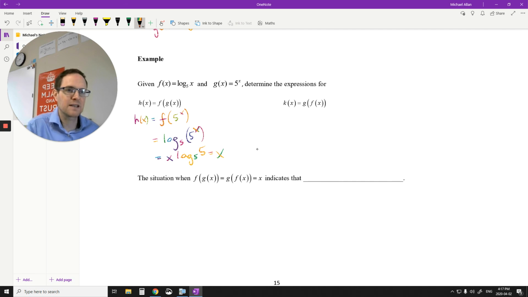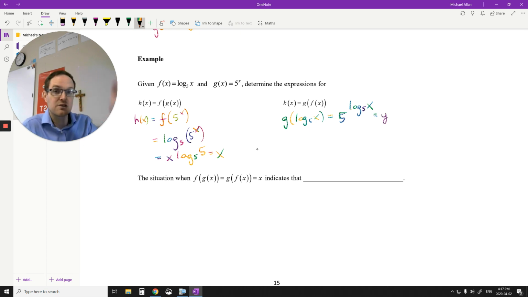Let's try this other one over here. What I'm going to do with this one is put the other guy, the log of x, into the g of x. That means I'm going to replace all the x's in g of x, where my x is in the exponent, with log base 5 of x. Okay, this is a bit trickier to do. Remember, there is the law here. What I know about this is it should just end up being x.